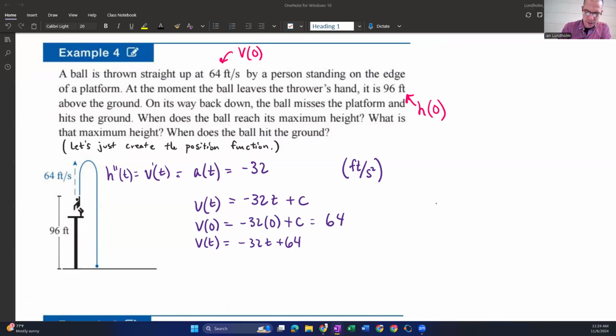And now, it's too much purple. We're going to change to green for the position function. We're going to take another antiderivative for the position function. And in the same way, we'll go ahead and do it. We get negative 16t squared plus 64t, and then plus a c that might be there. Again, we can solve for c by putting in 0. I should not have put a derivative sign there. That was messed up. Okay.